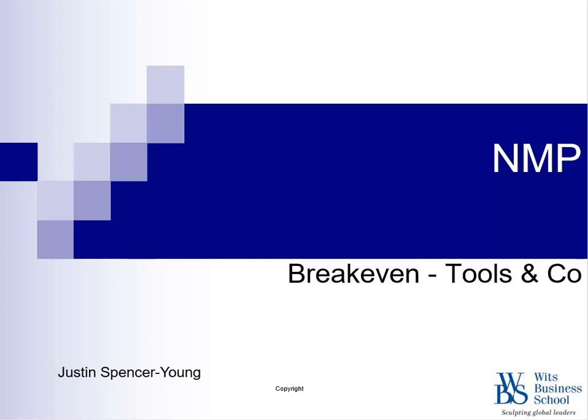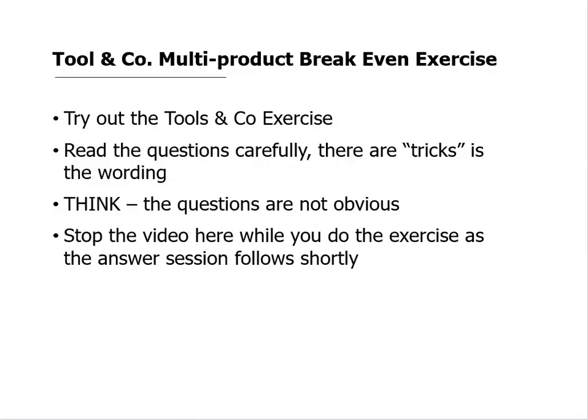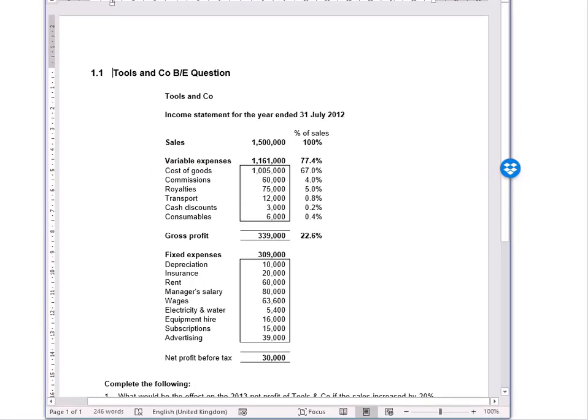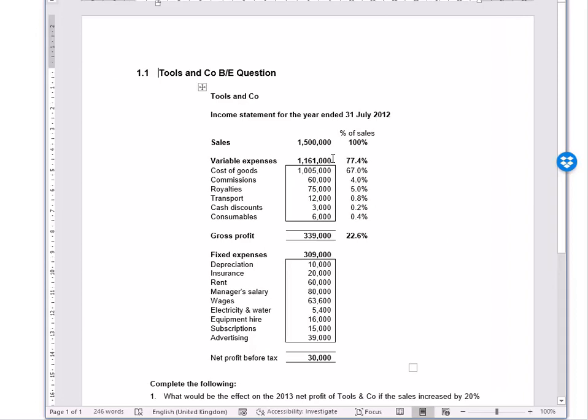In the last video, I gave you some information around calculating break-evens for a multi-product business. And we're going to use that data now to help us do this exercise called Tools and Co. So let me bring into screen here the Word document that contains the Tools and Co questions. And we're given some information here.